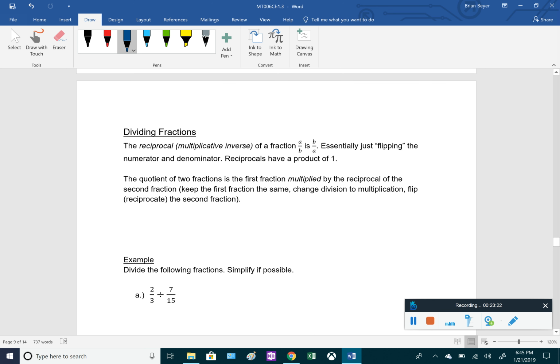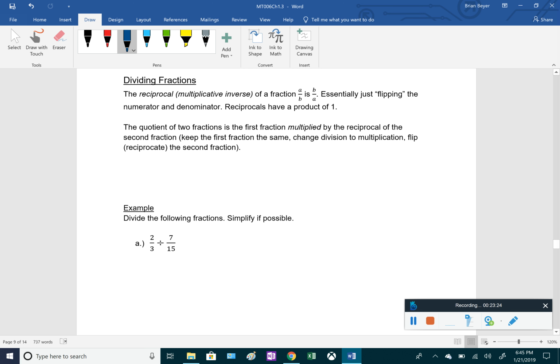Okay, so that's multiplying fractions. Dividing fractions is pretty simple as well. It's going to be almost the same steps, except we have to do one more thing compared to multiplying. So we're going to actually change division to multiplication.